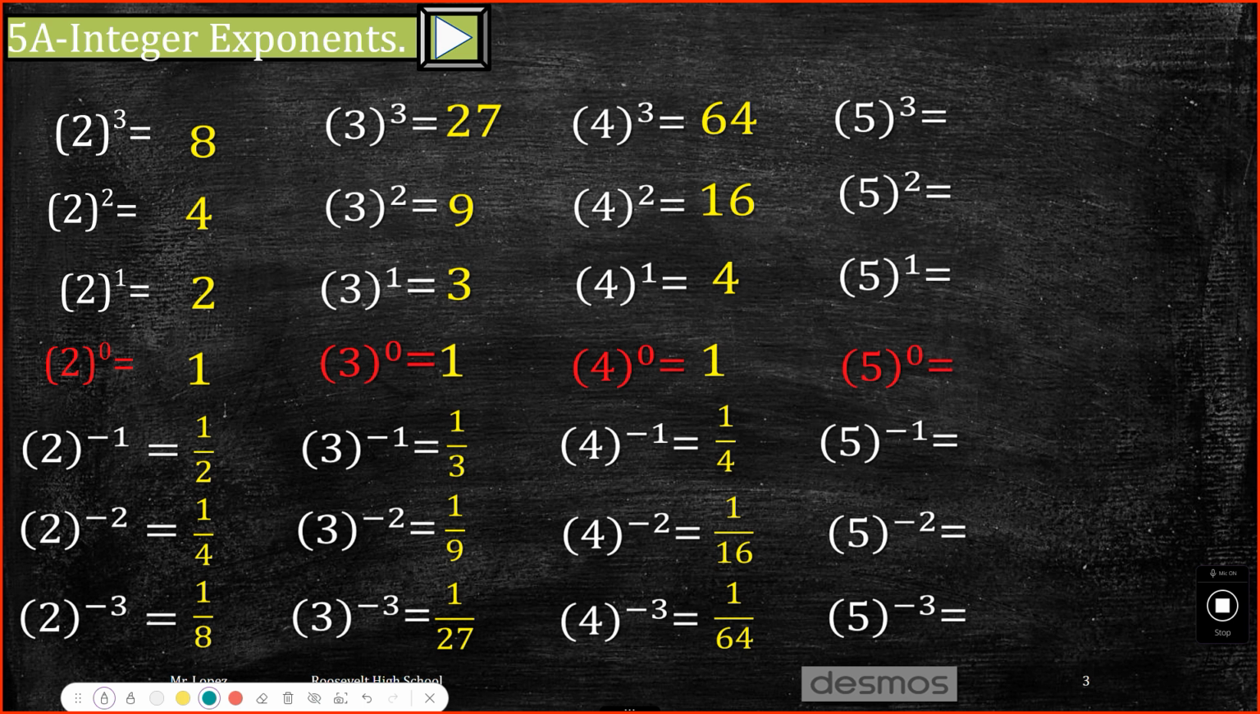What's 5 to the third? 5 times 5 is 25, times 5 is 125. 5 squared, everybody, let's go. 25. 5 to the 1 is 5. 5 to the 0 is 1. 5 to the negative 1 is 1/5. 5 to the negative 2 power is 1/25. 5 to the negative 3 is 1 over 125.